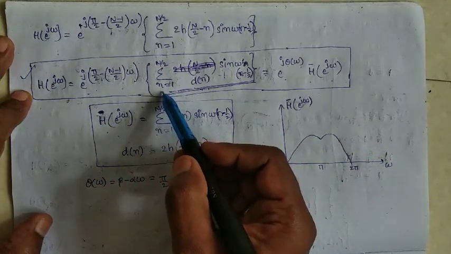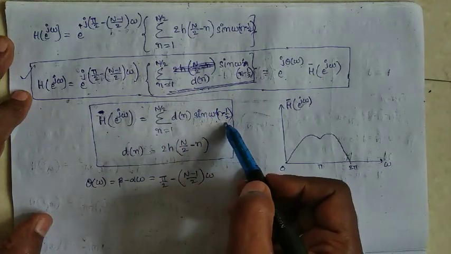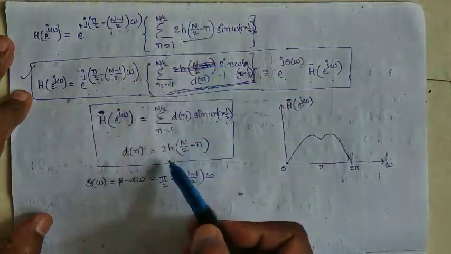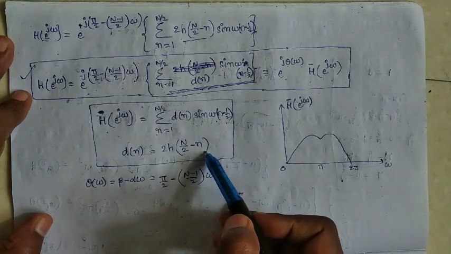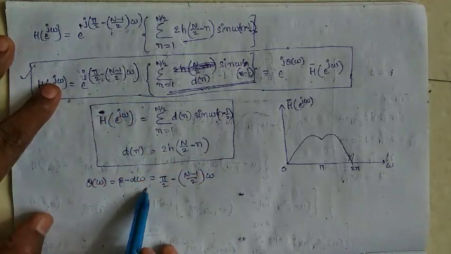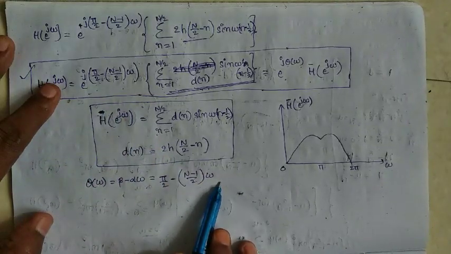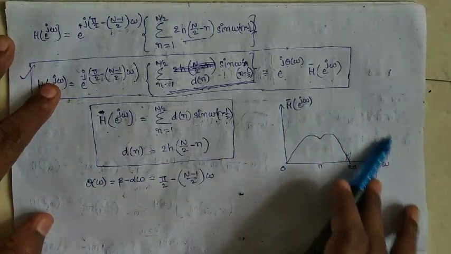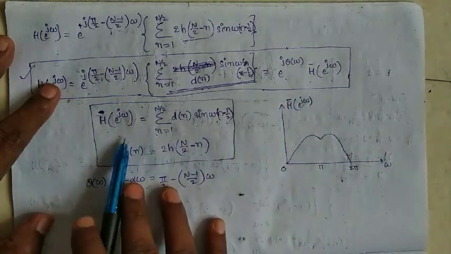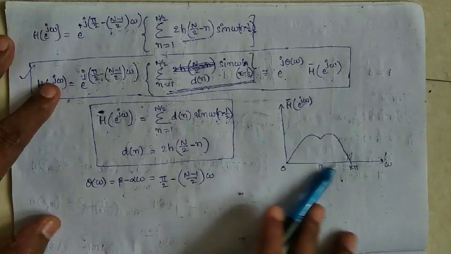Here which is equal to what? Summation n is equal to 1 to N/2 d(n) sin ω(n minus 1/2). Here how to calculate d(n)? d(n) is equal to what? 2 into h(N/2 minus n). Here what is the phase angle? Theta(ω) is equal to beta minus alpha ω, which is equal to π/2 minus (N minus 1)/2 ω. This is the frequency response of linear phase FIR filters, H bar(e^jω).